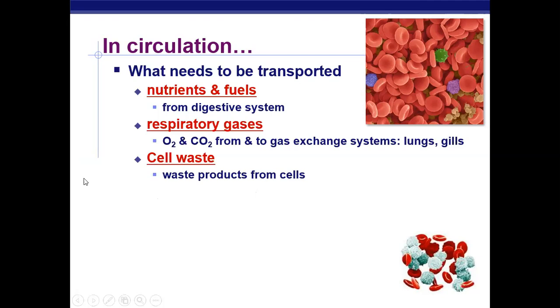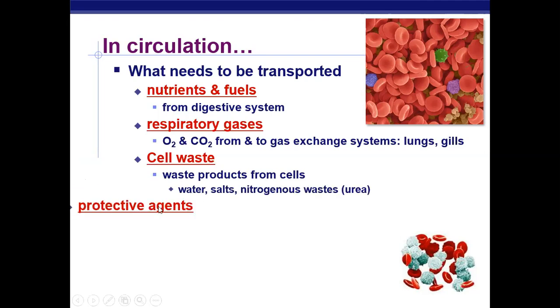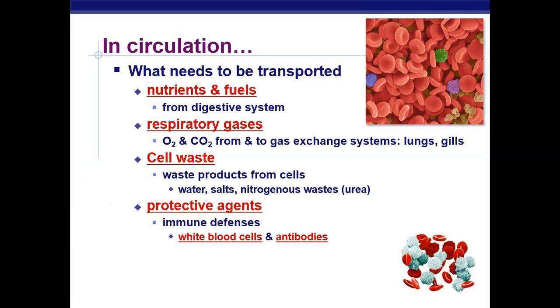What else is circulating in the circulatory system? Cell waste. Waste products from cells are picked up by the circulatory system to be gotten rid of. Water, salts, nitrogenous wastes, which make your urine and urea. Protective agents are in your circulatory system, such as immune defenses, antibodies, white blood cells, things like that. And then also platelets for blood clotting. When you cut yourself, platelets help keep you from bleeding to death.